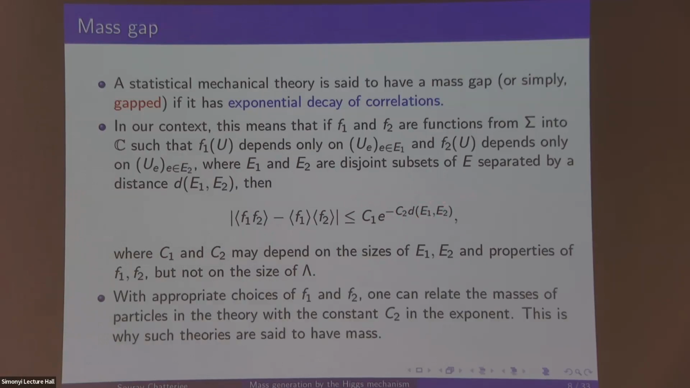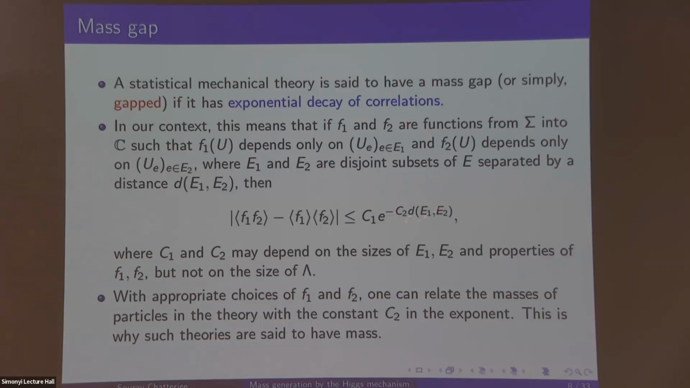Okay. The reason it's called a mass gap is that with appropriate choices of f1 and f2, we can relate the masses of particles in the theory with the constant C2 in the exponent. This is why these theories are said to have mass. There are groups of people who do huge simulations with lattice gauge theories to estimate masses of particles. Those are much more complicated theories than what I stated here. They have a lot of components, but they run these simulations, try to estimate this exponent in the exponential decay and estimate the masses, and they sometimes get good agreement with experiment.